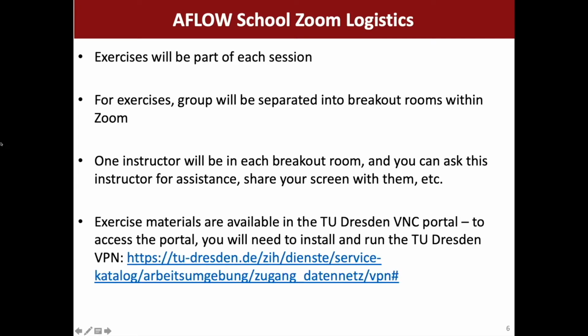Several of these exercises will be using this TU Dresden VNC portal. You should have gotten an email about this already from Florian Pump. You will need to install and run this TU Dresden VPN, so this virtual private network. If you go to this link here, which should also be in the email, follow the instructions specific to your operating system. Whether it's a Mac, Linux, or Windows, you have different things you need to do.